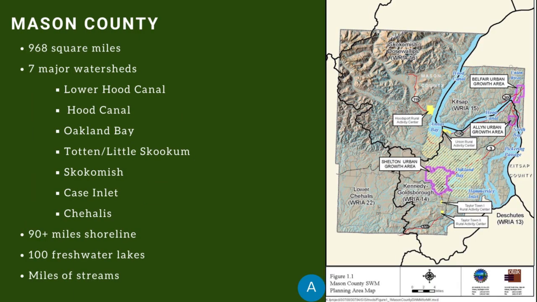Mason County in a snapshot. We have 968 square miles of land, and in that we have 7 major watersheds, including the Lower Hood Canal, Oakland Bay, and the Skokomish watershed. It is important to understand what watershed you live in, to know where stormwater can carry chemicals from your property. If you live in Oakland Bay watershed, ultimately chemicals or pollutants from your property will be carried off to Oakland Bay. So let's look at how that happens in the next few slides.